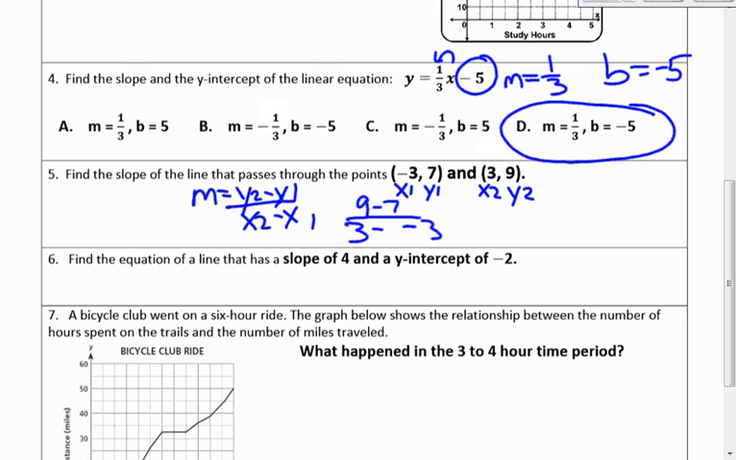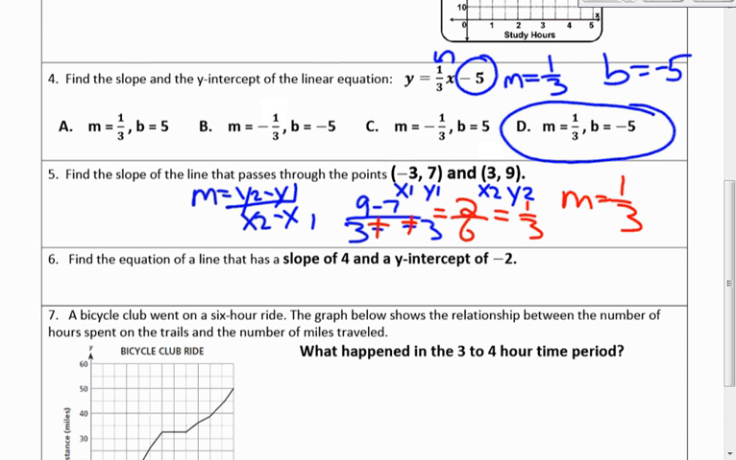Because we have those back-to-back negatives there, they become positives. 9 minus 7 is 2. 3 plus 3 now becomes 6. And you can reduce 2 over 6 to 1/3. So your slope for this one should be 1/3.